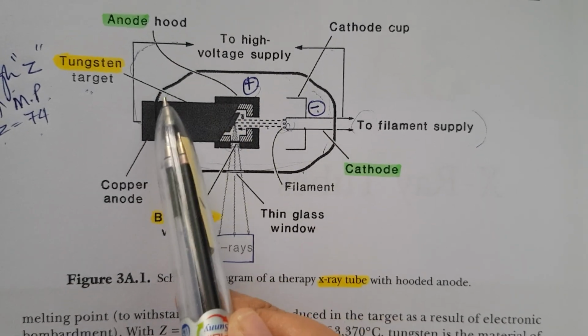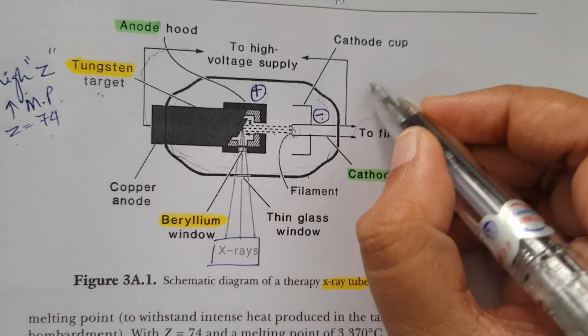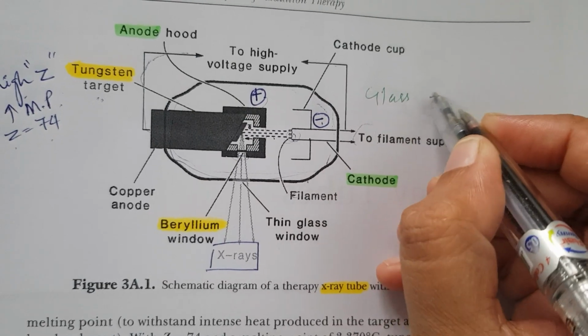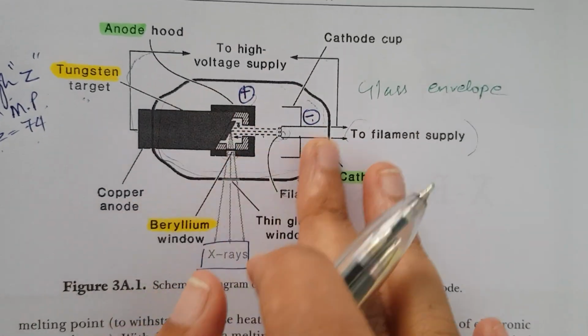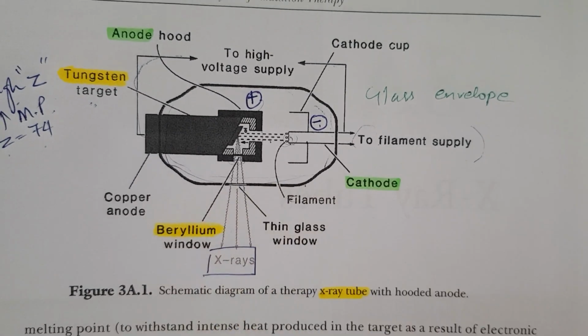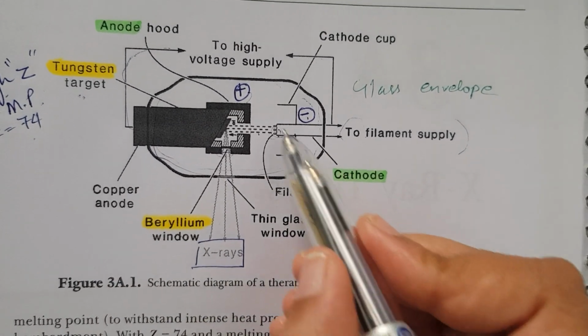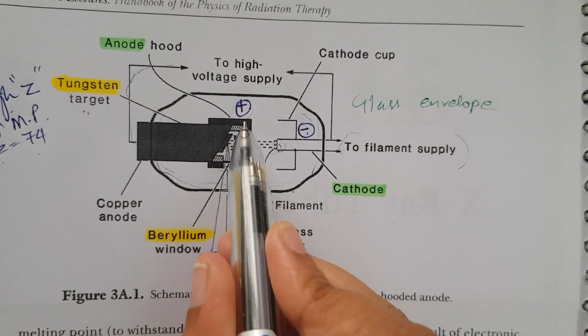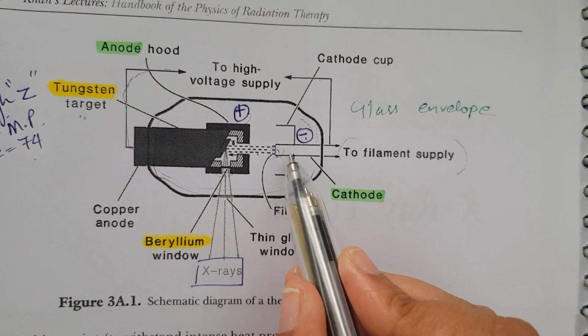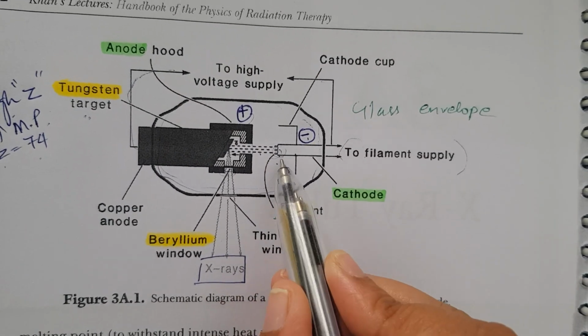Then this is a glass envelope actually. So it's a glass envelope, and this has been evacuated and a vacuum is formed inside the X-ray tube. And so this has a cathode end and an anode end, and this is the cathode end, this is the anode end. So now the cathode end has this filament, this is called the cathode filament.